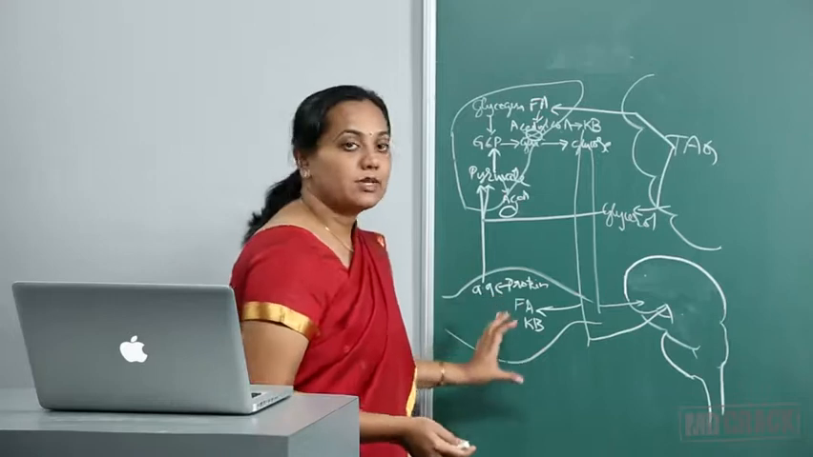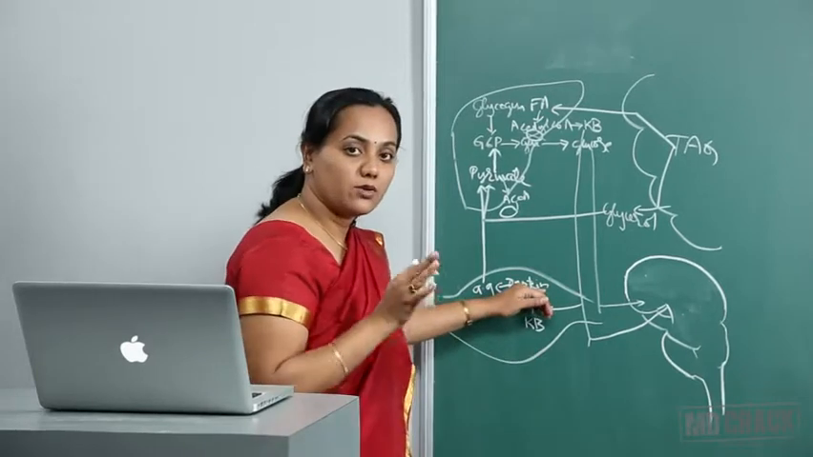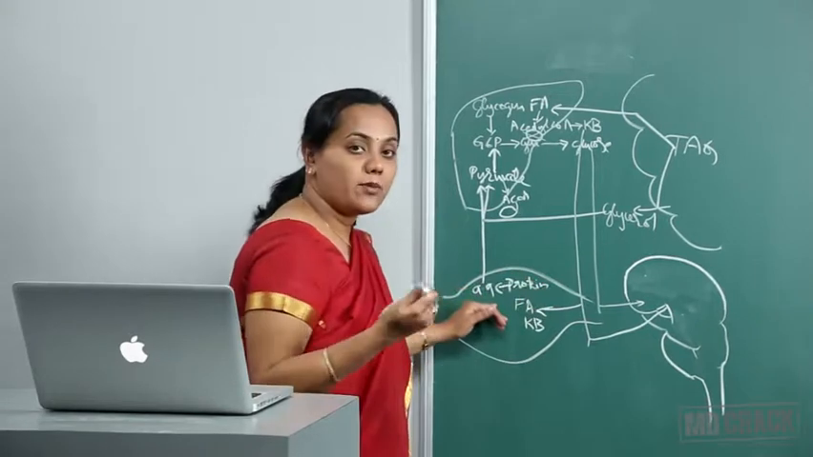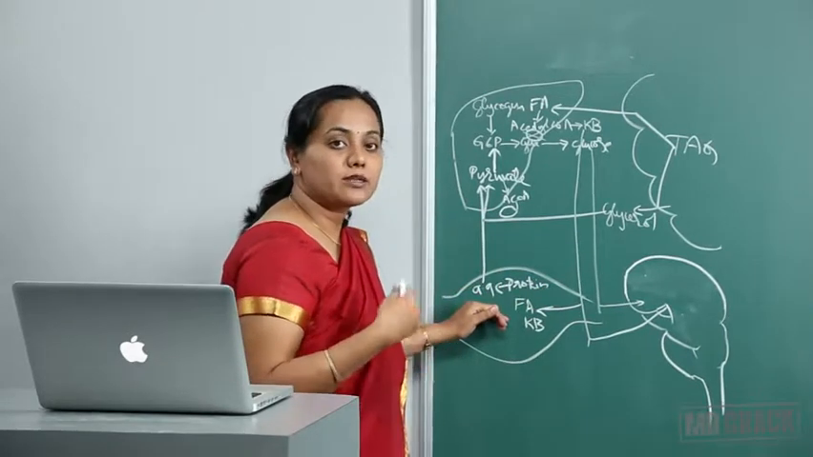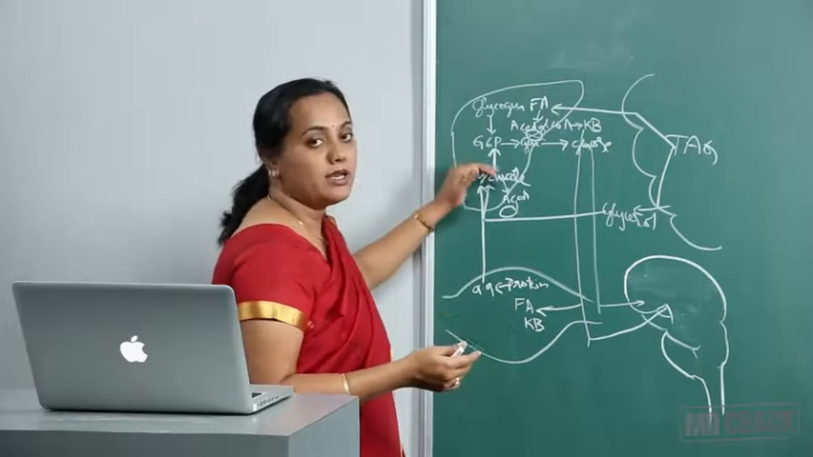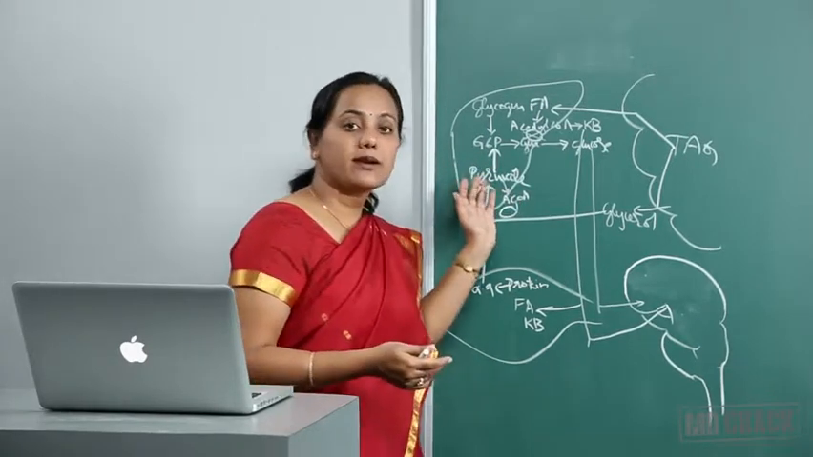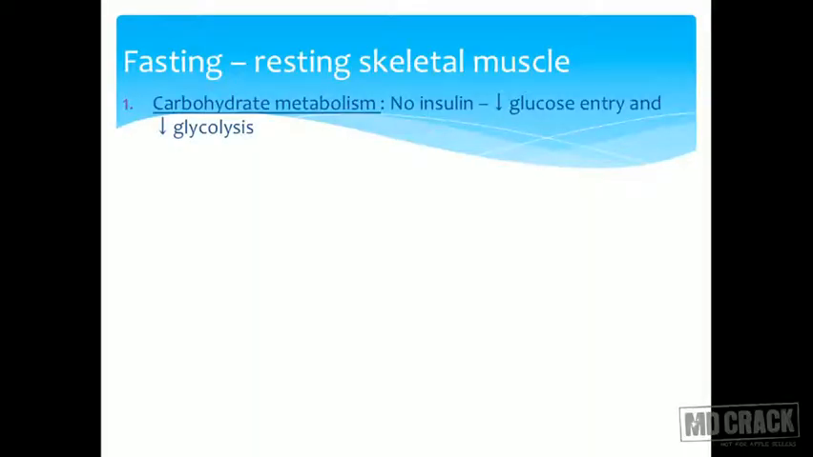At the same time, in the muscle, protein is undergoing breakdown. The glucose-alanine cycle is taking place. All the amino groups of the proteins are transferred to alanine, and alanine is going to the liver, and there it is going to provide substrate for gluconeogenesis. So let us look at it.